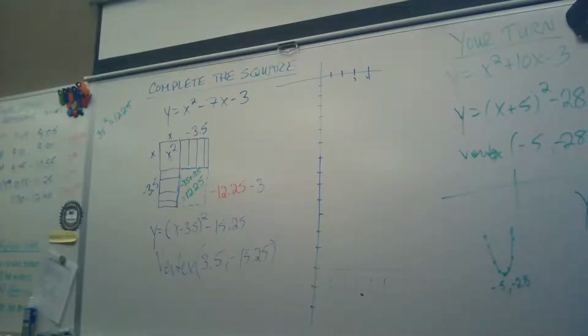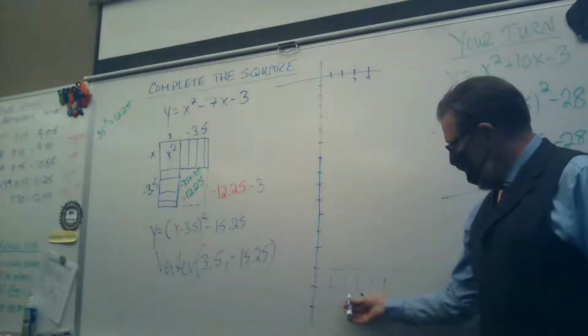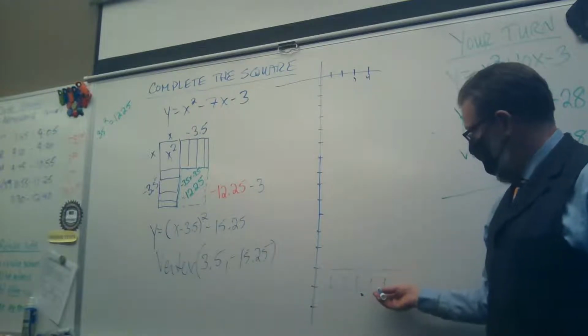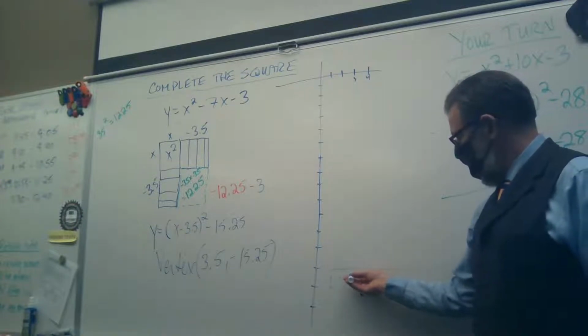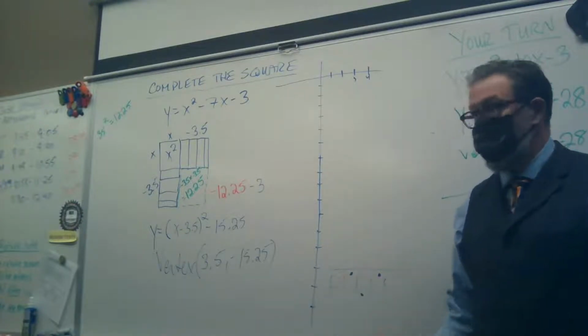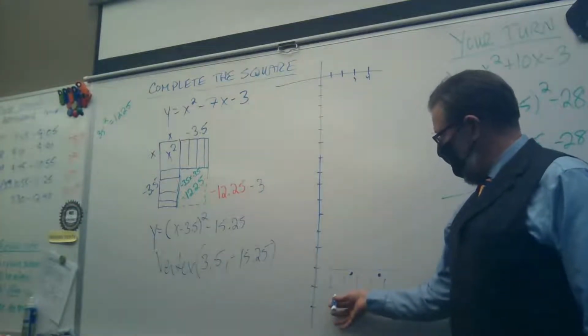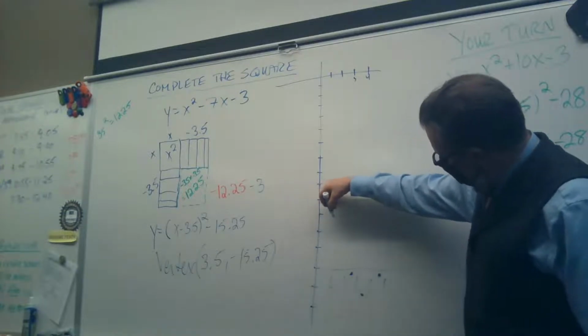Well, what does quick graph do? Quick graph says go out 1, up 1. So if I go to 2.5 and 4.5, I'm going to go to 14.25. And quick graph says 2 squared is 4. So if I go to here, I'm going to go to 11.25. Well, where's that? 14, 13, 12, 11. Oh, it's right there.